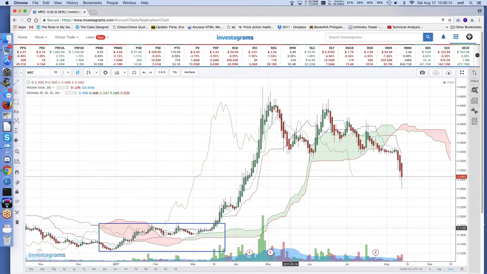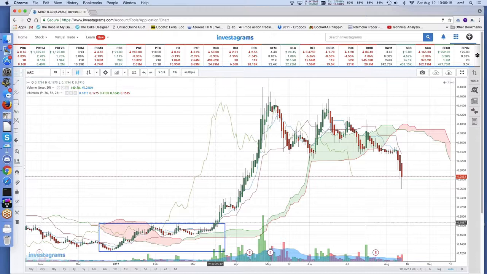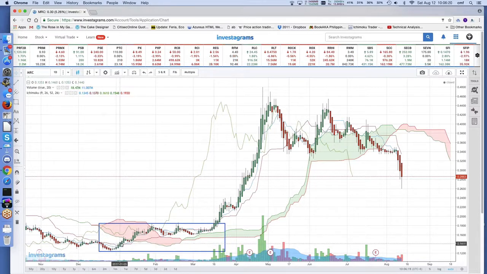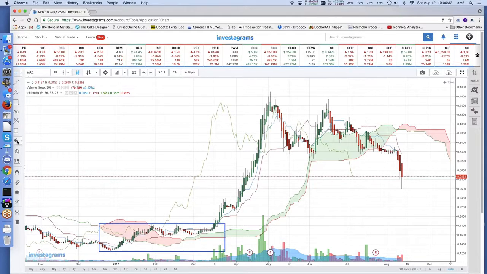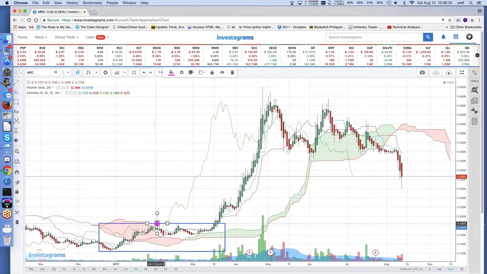This was the breakout area. In this area, we find that the price was also above the Tenkan and Kijun Sen. However, it's still below the Kumo. Therefore, when price tried to break above this level, it was not able to break above this level.